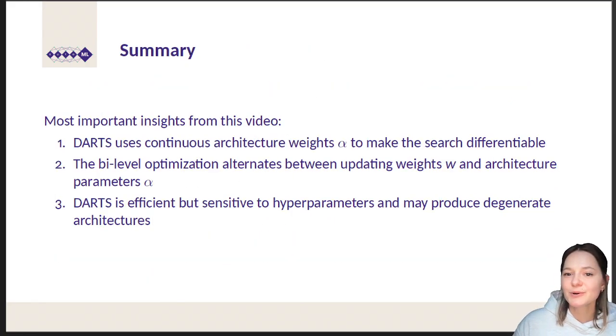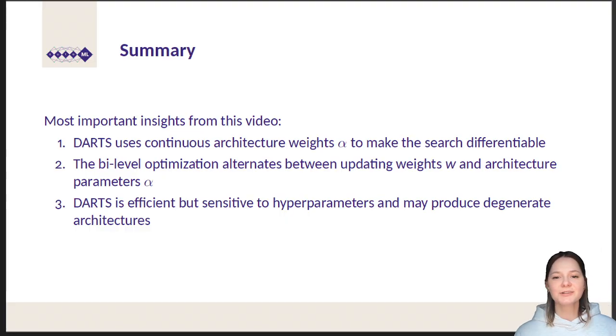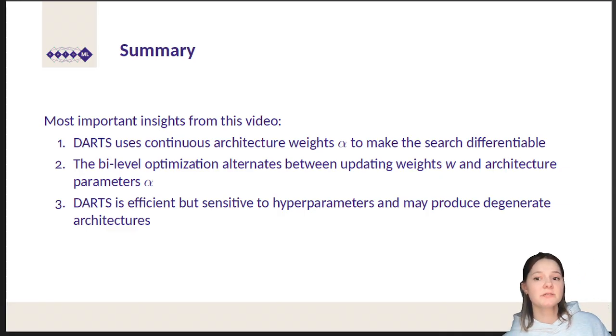So in general, what we talked about is DARTS, differentiable architecture search, which uses continuous architectural weights alpha to make the search differentiable so it can be optimized using gradient descent. We use a bi-level optimization approach to go from the initial state to an optimized architecture, which alternates between updating the weights W and the architectural parameters alpha. The issues with DARTS are that, though being very efficient, it's very sensitive to hyperparameters and may produce degenerate architectures, as well as memory issues, which we just mentioned on the last slide.